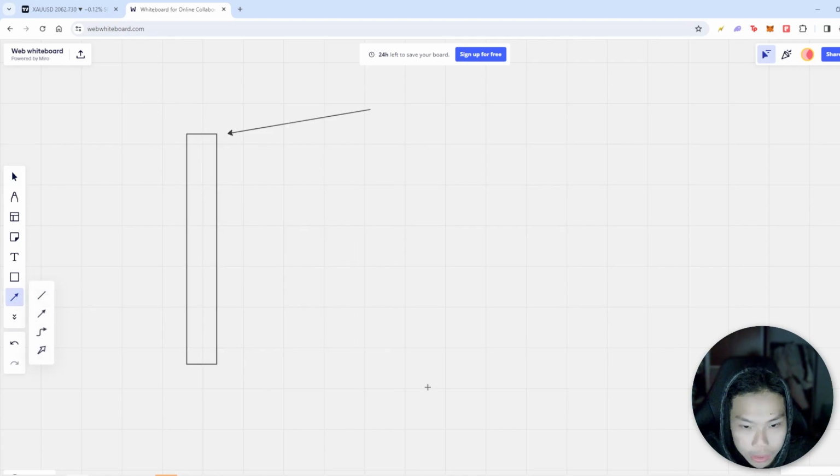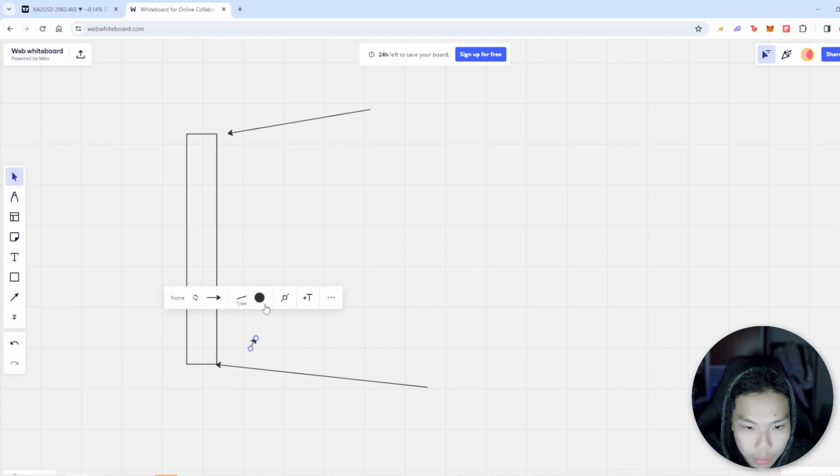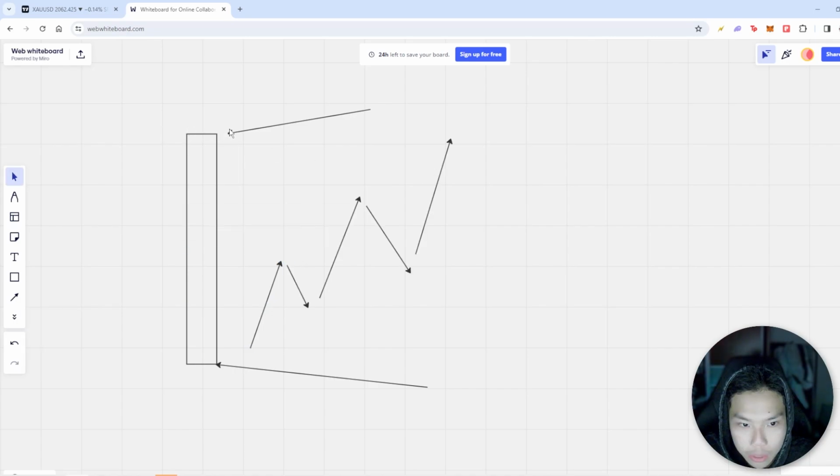Let me give you guys another example here for external liquidity. Let's say the top over here is the weekly high and the bottom over here is the weekly low. And within the price action itself, let's say that we are on an uptrend. We see price touching the weekly high over here. So the weekly high has been tapped.